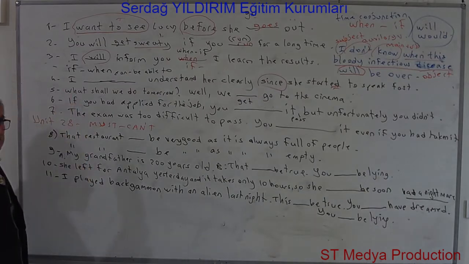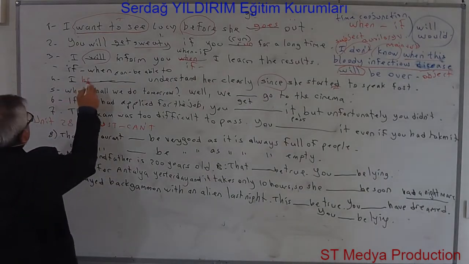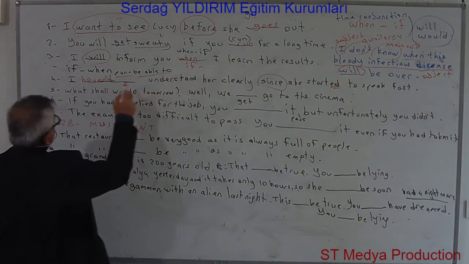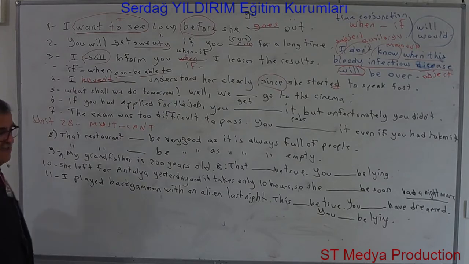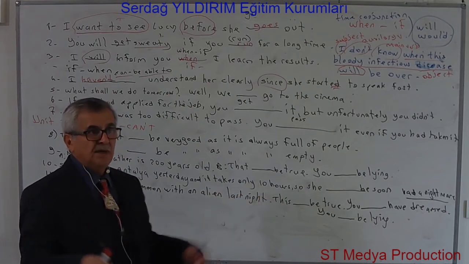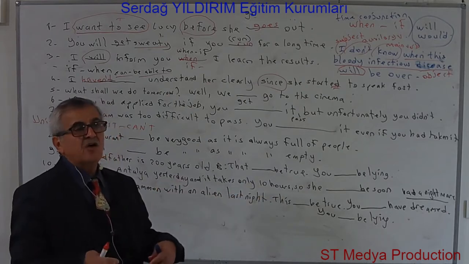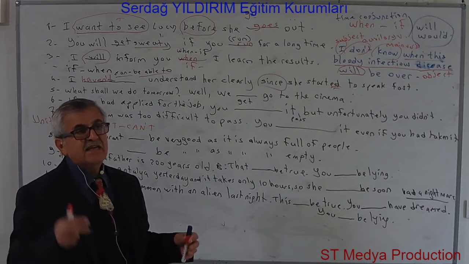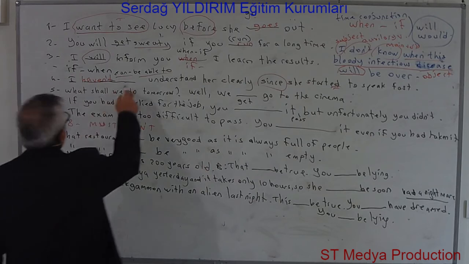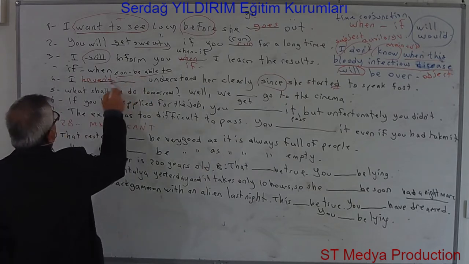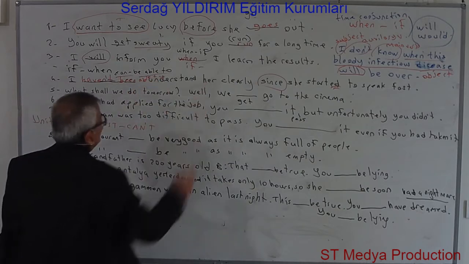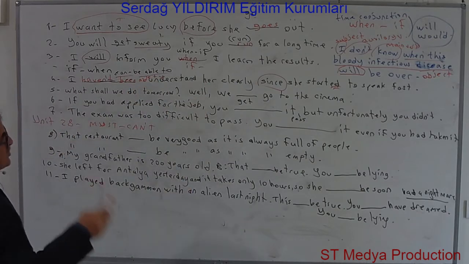I agree with you completely, my friends. Of course, I have given you can or be able to. If you remember, we can use can only for simple present tense and in the simple past tense in the could form. But in all the other tenses, be able to can be used safely, my friends. So here we are going to use be able to. I haven't been able to understand her clearly since she started to speak fast.